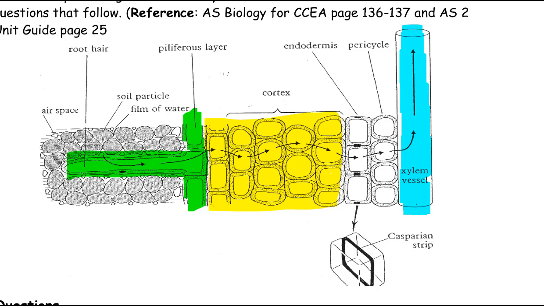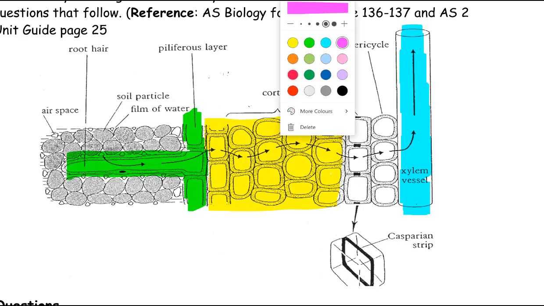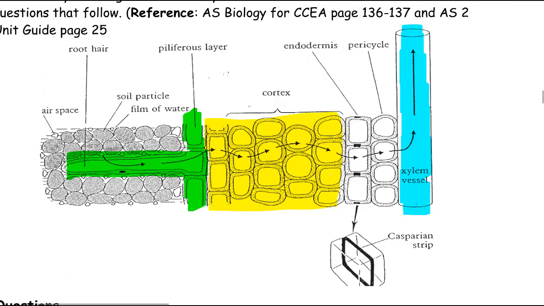And then we have this little layer, which is called, we'll go for this colour, this little layer, which is the endodermis. And the endodermis is where you find this Casparian strip. Now, the purpose of this diagram is to show you the apoplast and symplast pathways and show you where the Casparian strip is found in relation to the other structures.